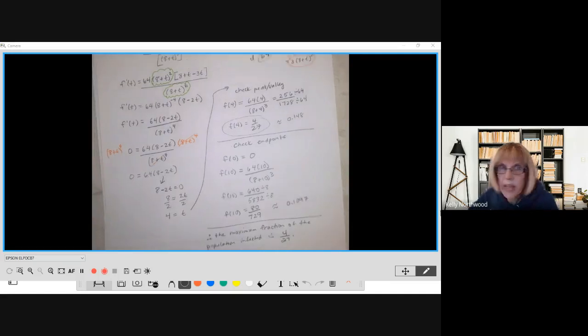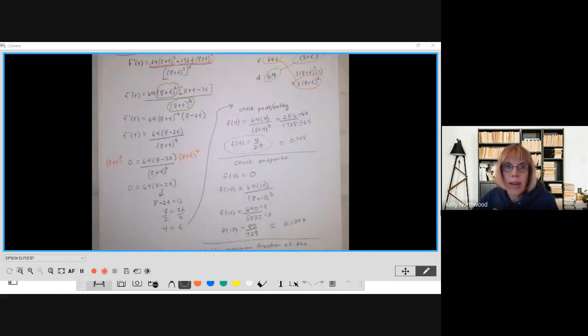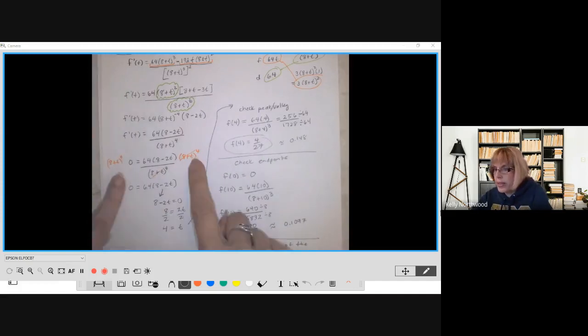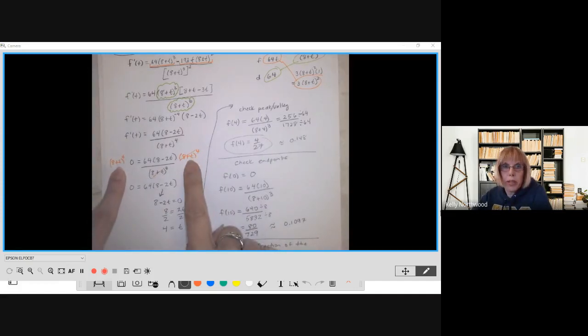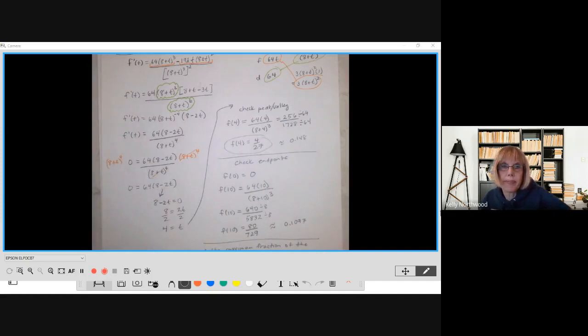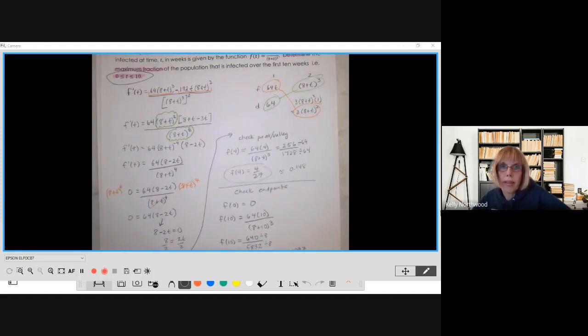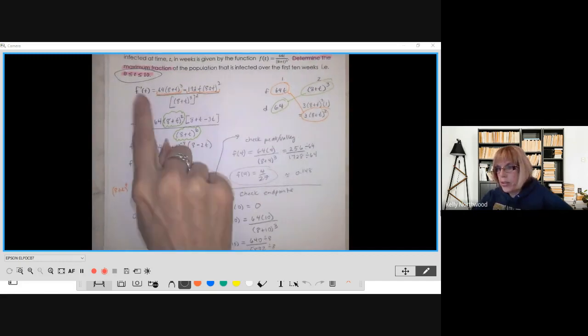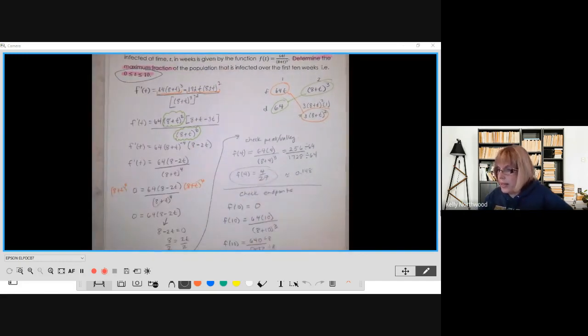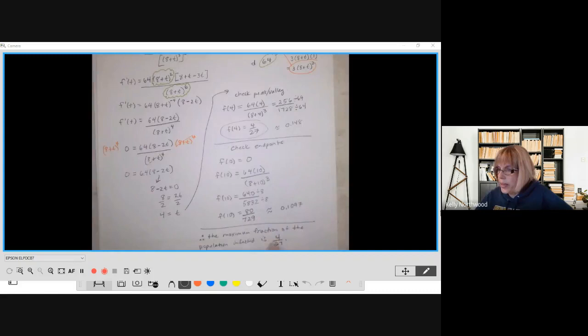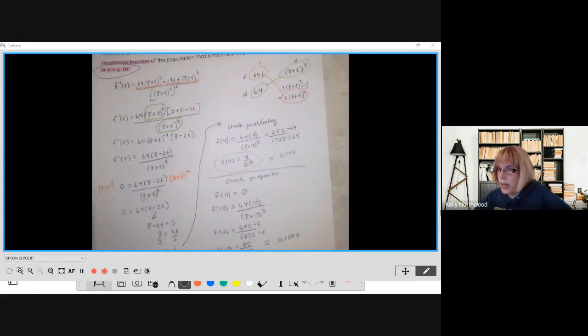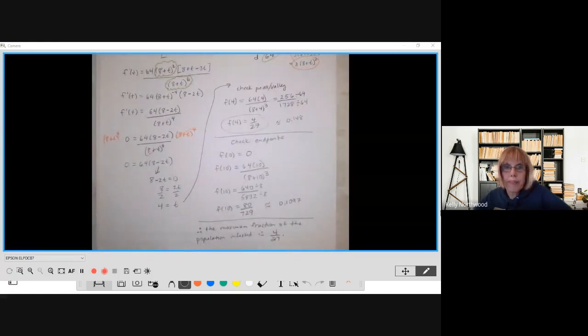So that one was a bit tougher because we had to use the quotient rule. We had to then set it equal to 0 and solve, realizing we could multiply both sides by the denominator. To get our critical value of 4, made sure it was in our interval 0 to 10, tested it, then tested the endpoints, found the maximum because that's what they asked for, and then did our statement.